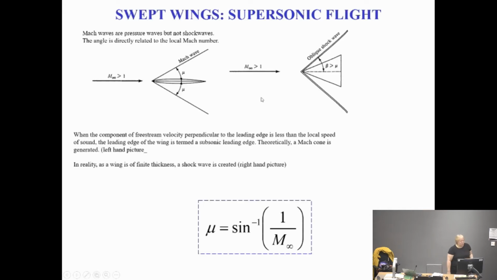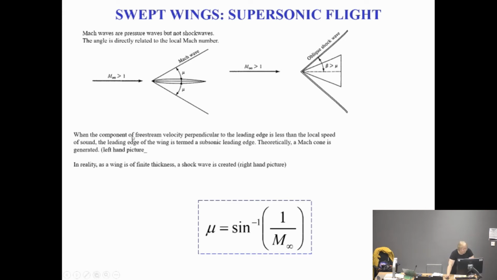Right, so swept wings in supersonic flight. Okay, now what we've got here is a vehicle in the way which is producing shock. Now, if it's very, very thin and very, very sharp, theoretically you can have a Mach wave but not a shock wave. In reality, that doesn't really work, and we tend to always see a shock wave.